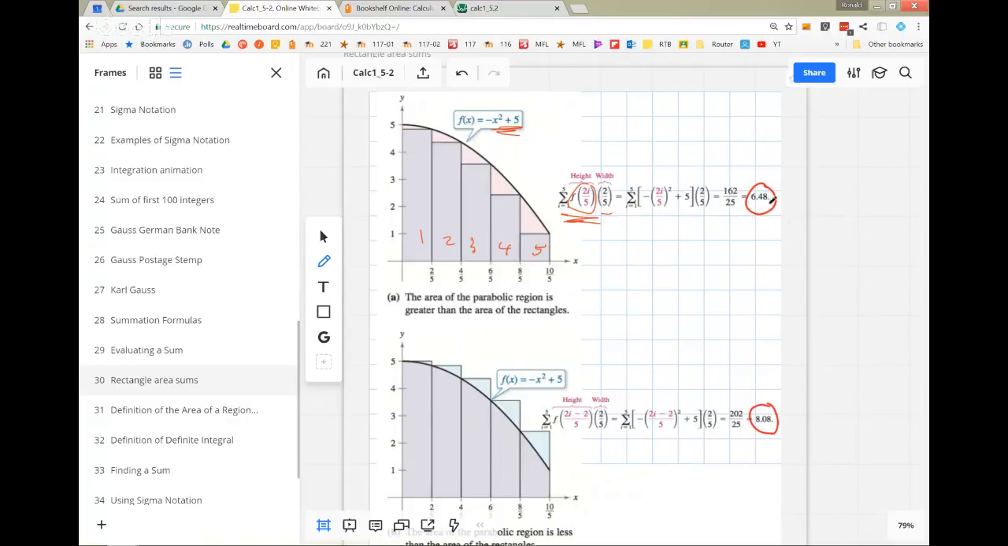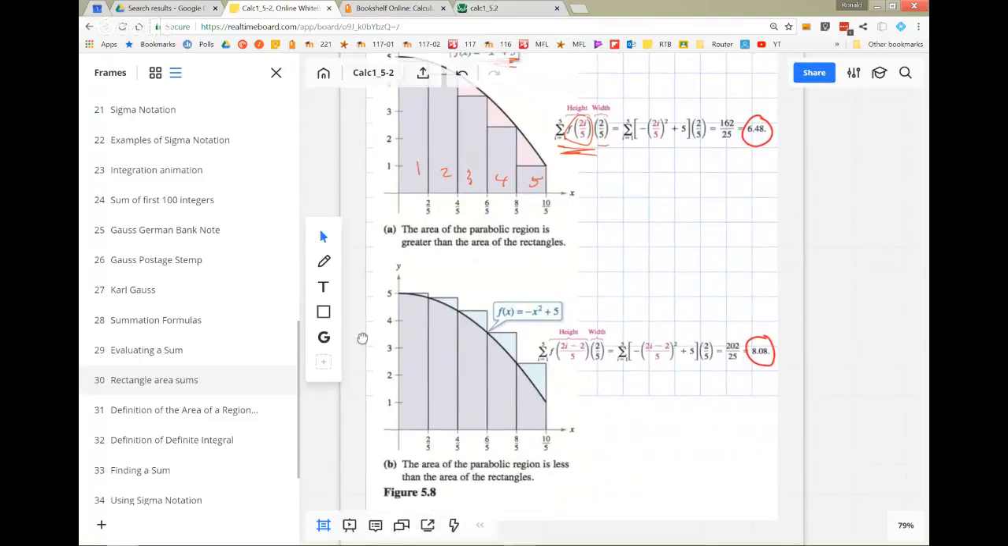Well, that answer turns out to be 6.48. But you can see we're short. We're not high enough. You can also take the rectangles that go to the top, like you see in the picture on the bottom. And you can see that one's going to be too big. It's over the top. And sure enough, when we take those rectangles and add them up, we get 8.08. And the real answer is somewhere in between.